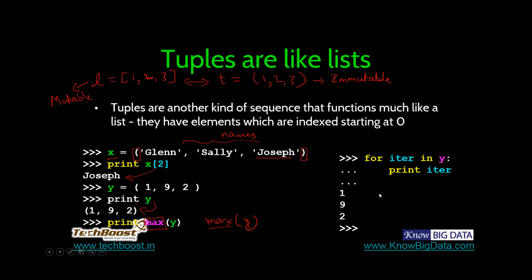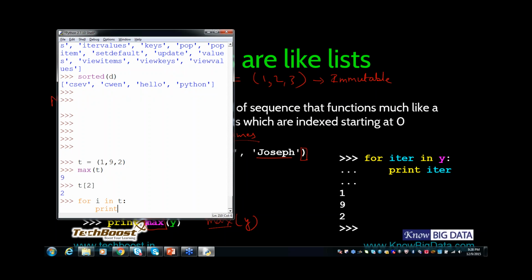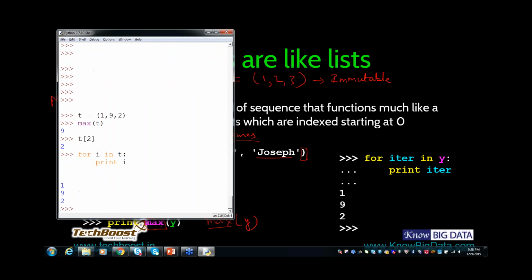And the looping also works the same way. If I want to loop over this tuple, I say for i in t, print i, and that's it. And you can see I just looped over all the items in this tuple one by one and printed them, right?